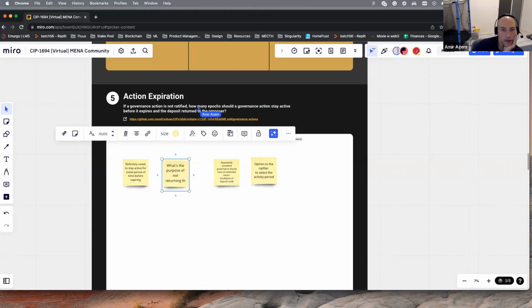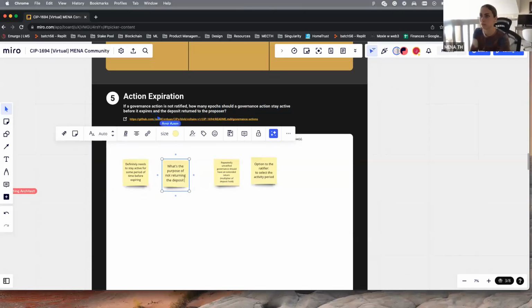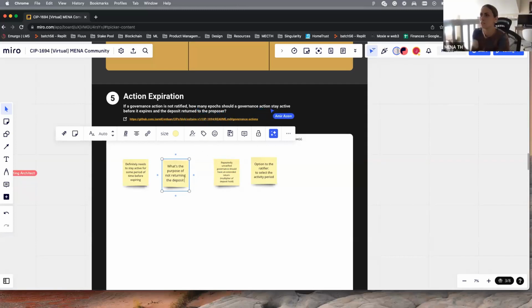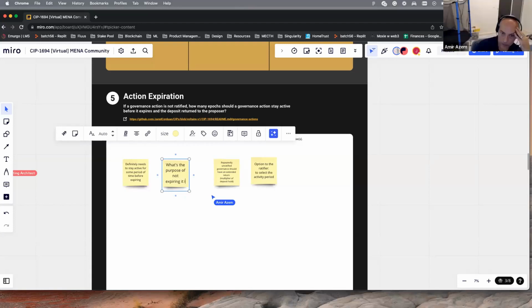But it says here, how many epochs should a governance action stay active before it expires? Yeah, if it's not ratified. If it's not ratified. That's what I think it means. So if it's not ratified, it should expire immediately, but the deposit is the question, right? Everyone agrees that if it's not ratified, then it should expire. That's what I meant. Why is it active? So what's the purpose of not expiring it immediately? Yeah, maybe it's worth bringing that up to the group.